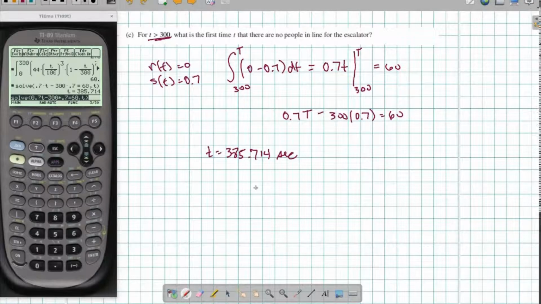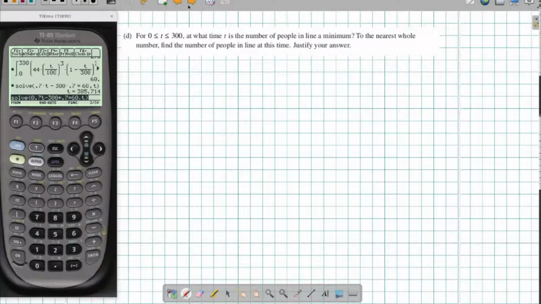Okay, on to part D. On part D, it says for 0 less than or equal to t less than or equal to 300, at what time t is the number of people in line a minimum? And it says to the nearest whole number, find the number of people in line at that time, and justify your answer. Keep in mind that we know extrema occur at critical points and boundary points.